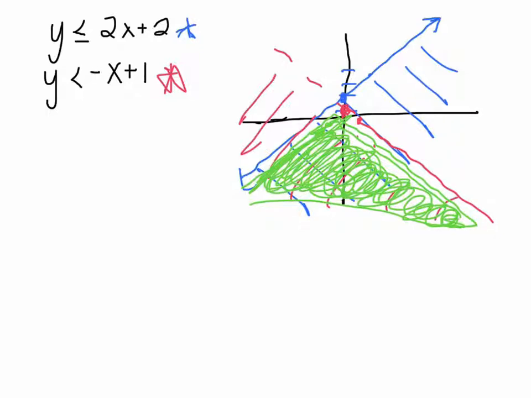Just a side note, if it's less than or equal to or greater than or equal to, we graph with a solid line. If it's just less than or greater than, with no line underneath, we graph with a dotted line.